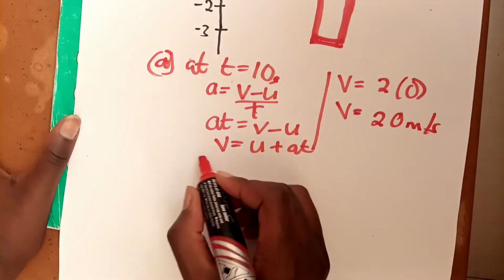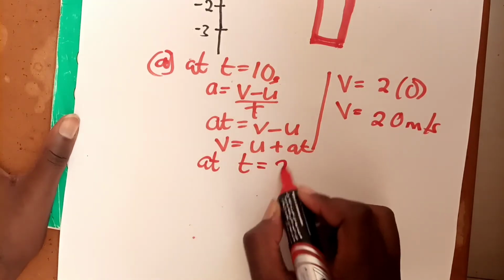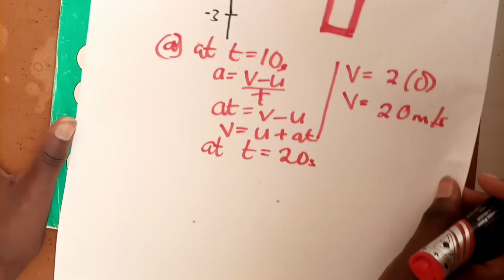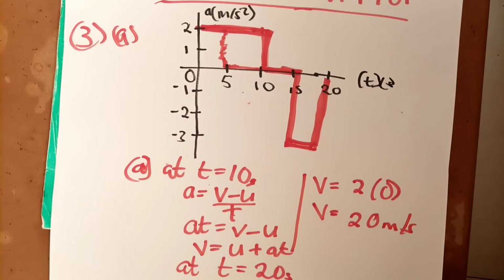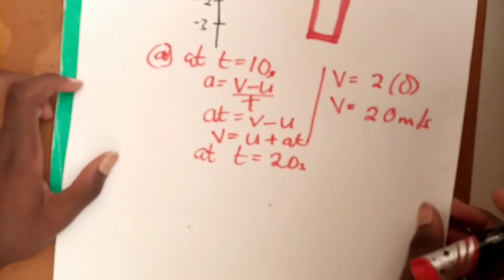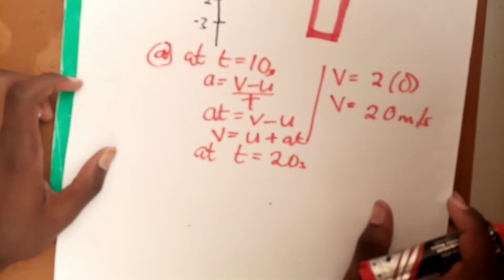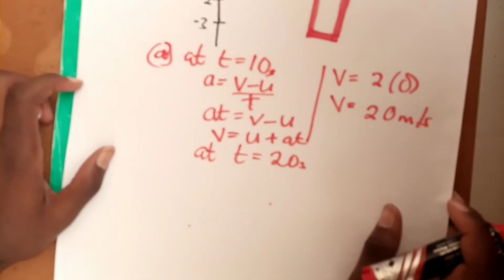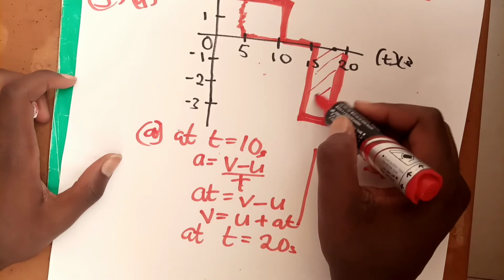Then we go to t equal to 20 seconds. In this situation we don't know our initial and we also don't know our final, so you can find the velocity as the area under this curve.